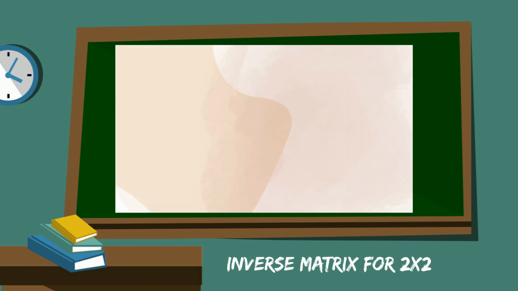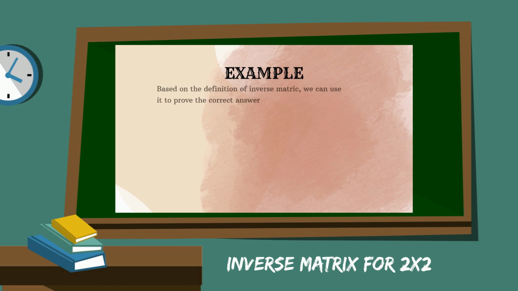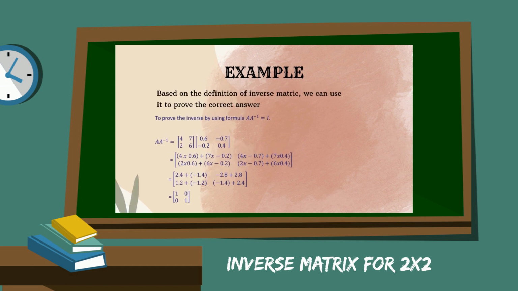Check our answer based on the definition of inverse matrix. We can multiply the matrix A with the inverse matrix of A to see if we get the answer. So we can see the answer is the identity matrix. We will prove that the answer we get from the formula is the inverse matrix of A.